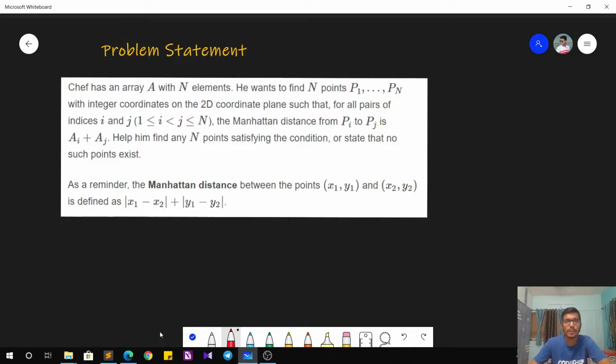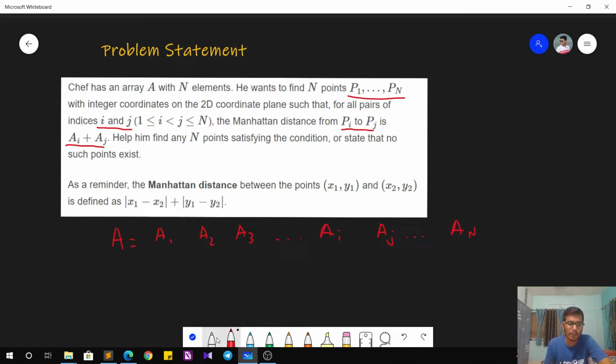Chef has an array A with n elements. Now he wants to find n points p1, p2 up to pn on a 2D coordinate plane, such that for all pairs i, j, the Manhattan distance between point pi and pj is exactly equal to ai plus aj. So we will be given an array. Let's say the array is something like this: a1, a2, a3, some ith element, jth element, and then finally an. Total n elements.